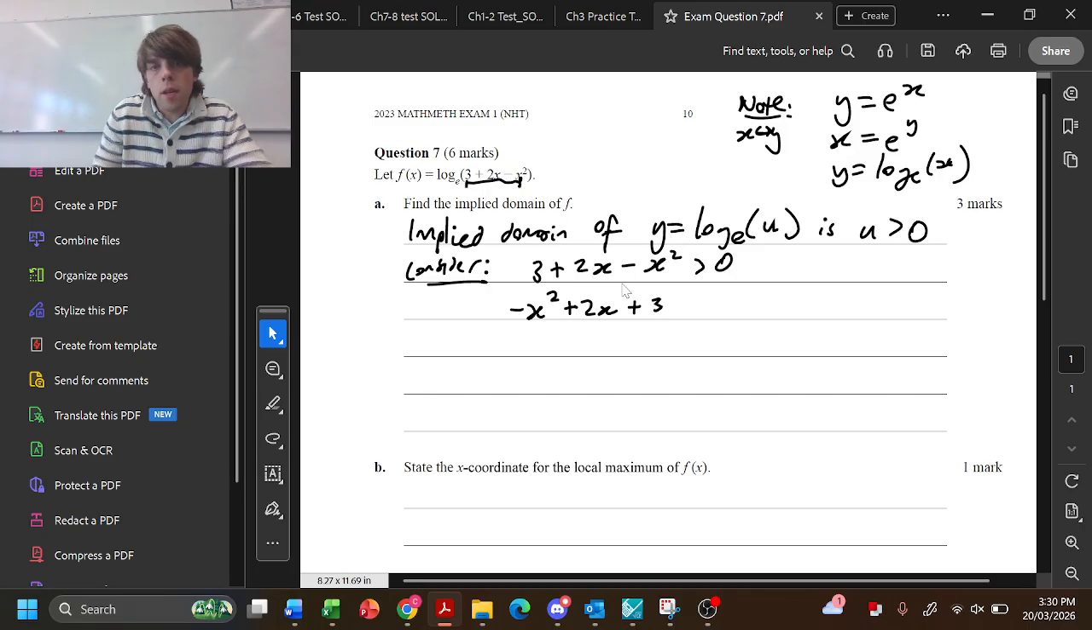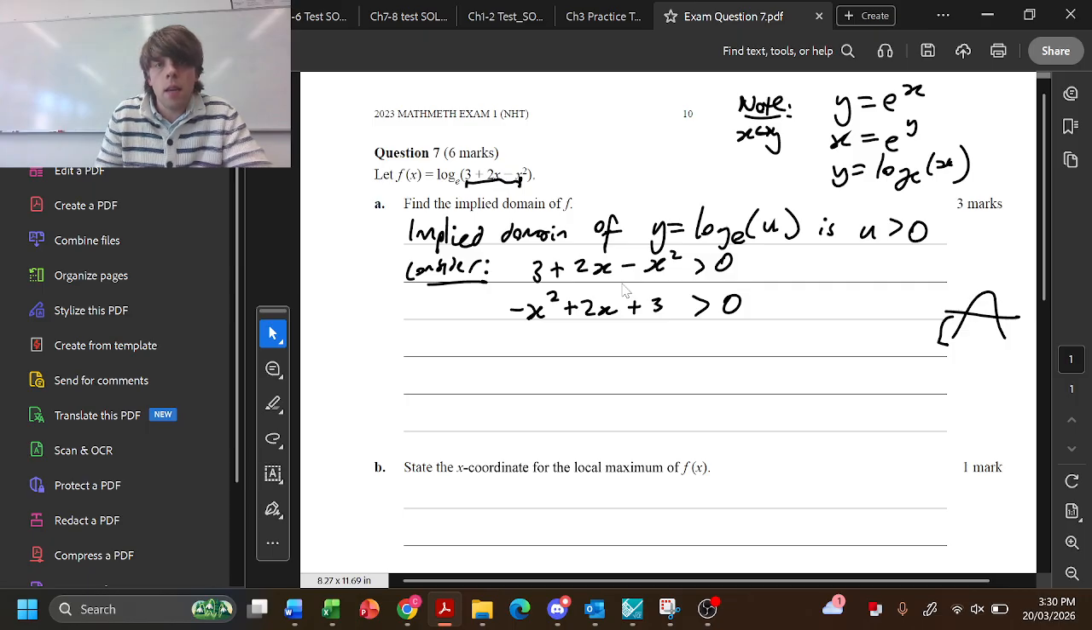Because that x squared term is negative, it's going to be a sad face parabola. It's concave down. Let's say the graph looks like this. When the value of y is less than 0, the function is going to be undefined.